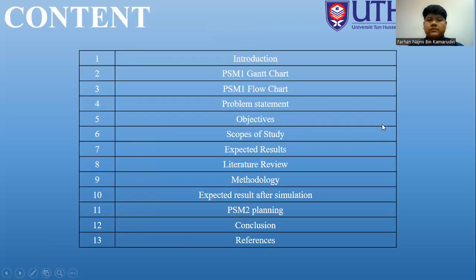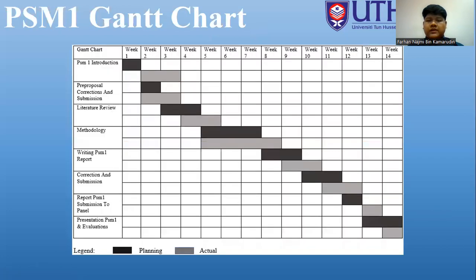So this is the content. There is an introduction, PSM1 Gantt chart, flowchart, problem statement, objective, scope of study, expected result, literature review, methodology, expected result of the simulation, PSM2 planning, conclusion, and reference.